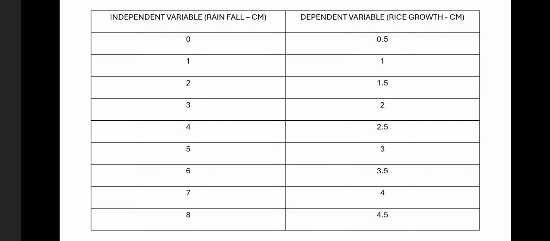When the rainfall happened 8 centimeter, the rice grew from 4 to 4.5. So can we predict how much growth of rice will happen if the rainfall happens 9 centimeter? Of course we can predict it.